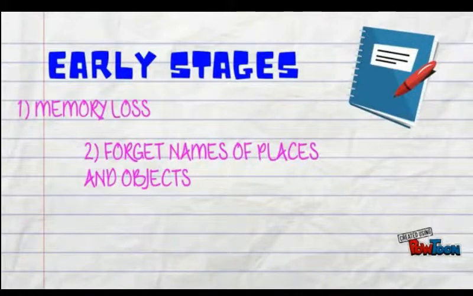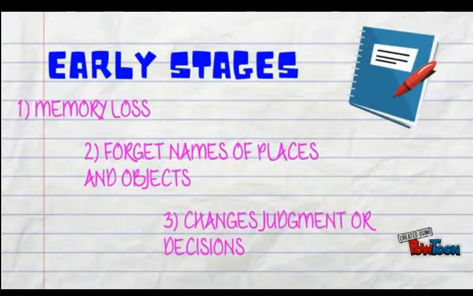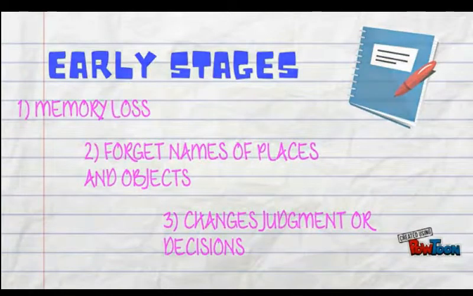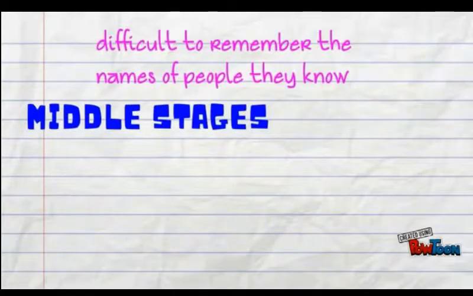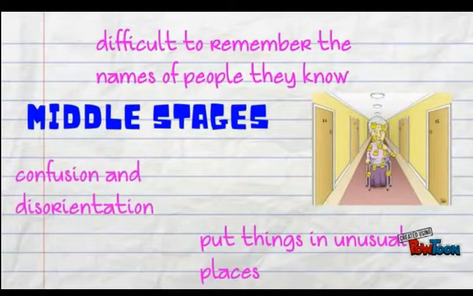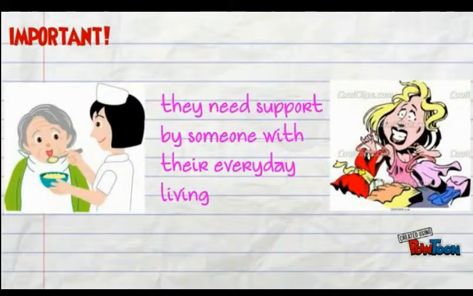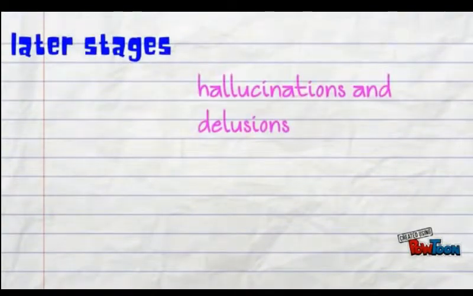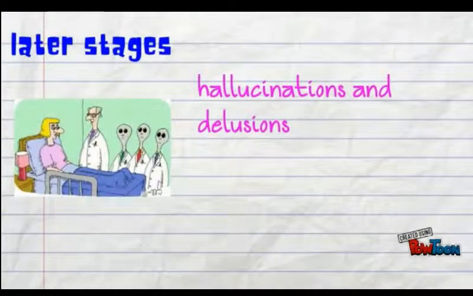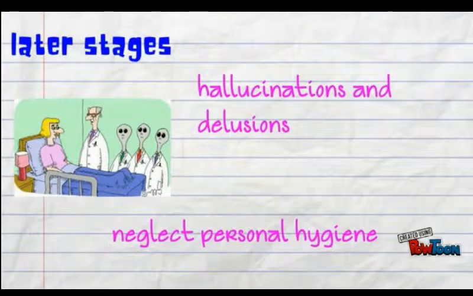In early stages, they will experience loss of memory, difficulty remembering names, and changes in their decisions. Next, they experience confusion as well as difficulty in remembering names and where they put things. Also, having vision problems, mood changes and trouble in completing basic tasks. Note that they need someone to support them. In the later stage, they will experience delusions and neglect their hygiene, which needs full-time care.